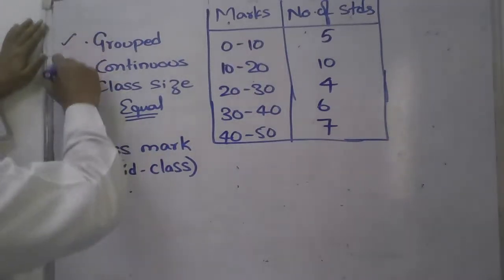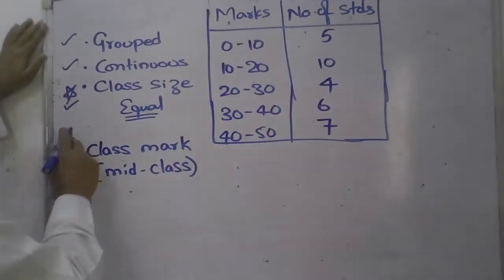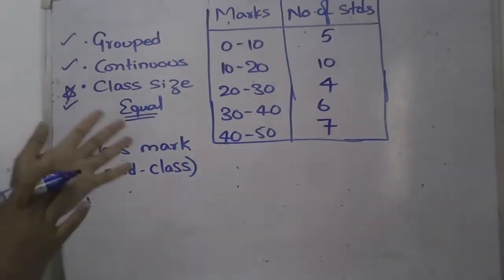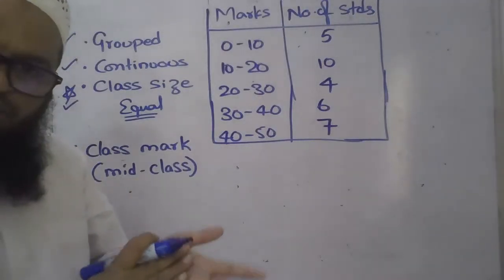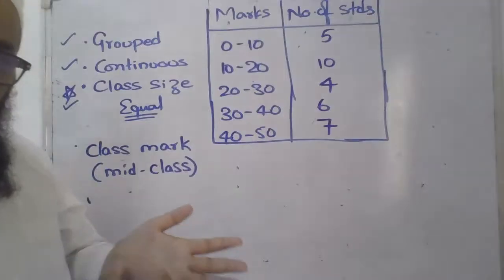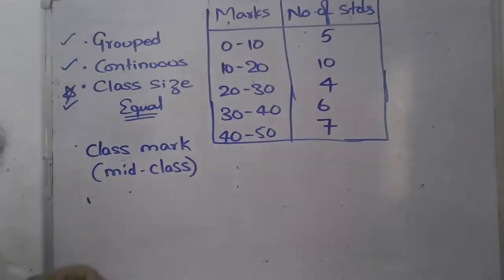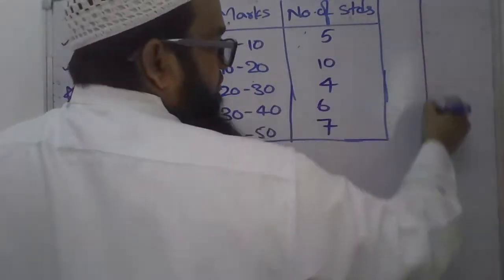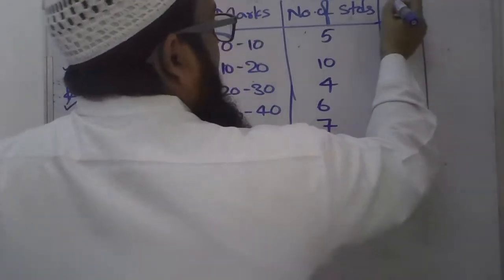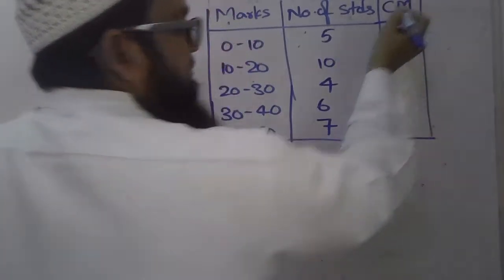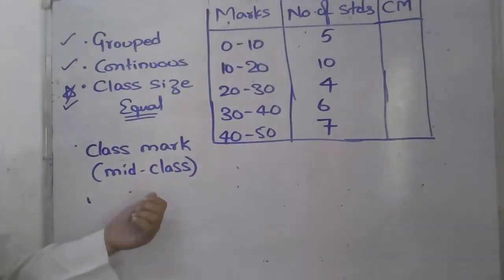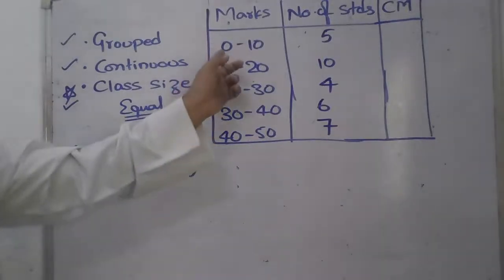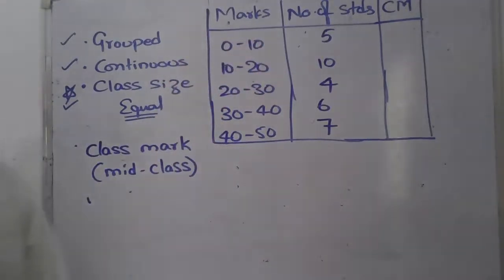Take group, take continuous, take class size equal, take class mark. Now listen, my dear students. Whenever they give you data, you have to draw another column. It is class mark, which is nothing but the mid class. How will you find it? 0 plus 10 divided by 2. Upper limit plus lower limit divided by 2.